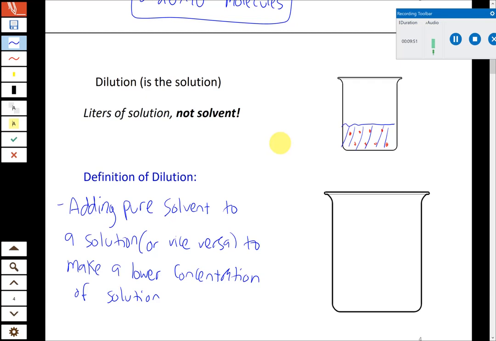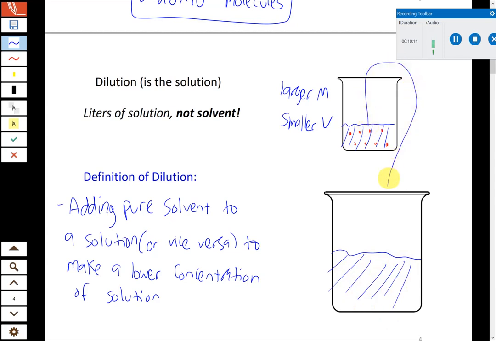you're just changing its concentration. So what we do is we start with a solution that has, relatively speaking, a larger molarity in a smaller volume. And then we're going to mix that with pure solvent. So we have another beaker with pure solvent in it, and then we're going to take this solution and mix them in. And then all of the solute molecules that are in the original solution are going to end up in the larger volume solution down here. You're not going to lose any solute molecules because they're all going to be transferred into the new solution.